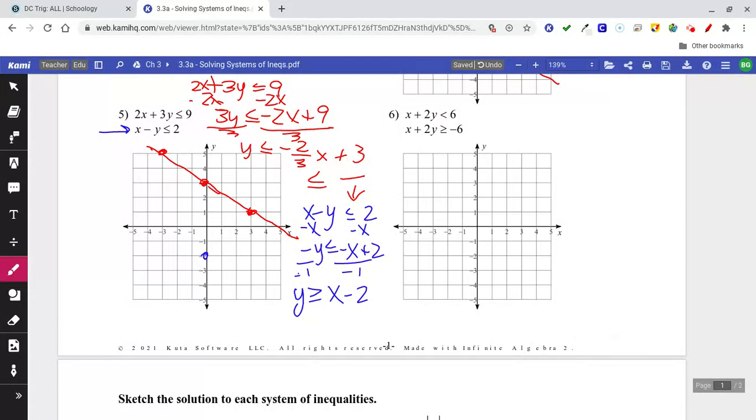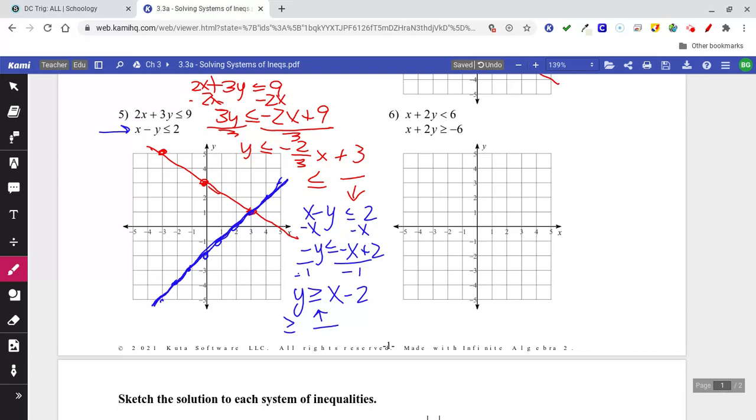So we'll start at -2 and give it a slope of positive 1. So up 1, right 1, up 1, right 1, look like this. This is a greater than or equal. So it's a solid line, and I shade up. So solid line, we're going to shade up.